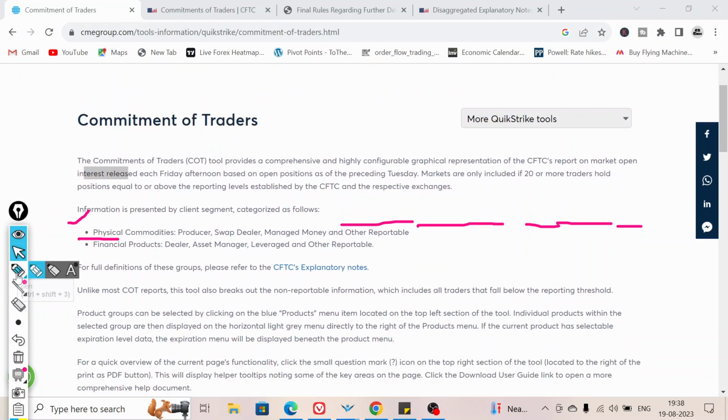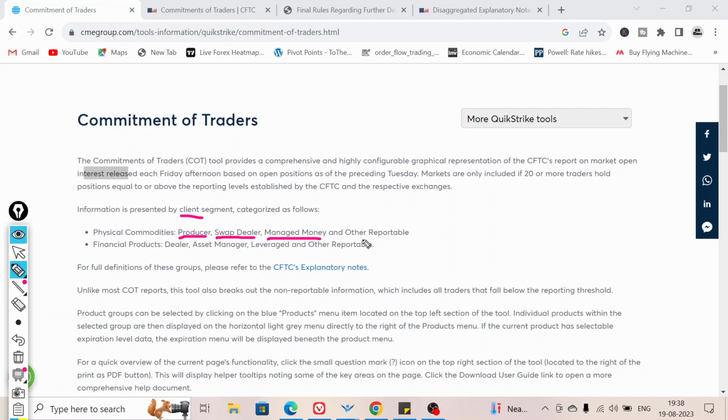And for the physical commodity, like the gold I'm going to discuss, there are different types of clients. The first one is the producer, second is swap dealer, third one is the managed money, and other reportable also. So we are going to check the positions of these segments. Let me show you how the report looks.